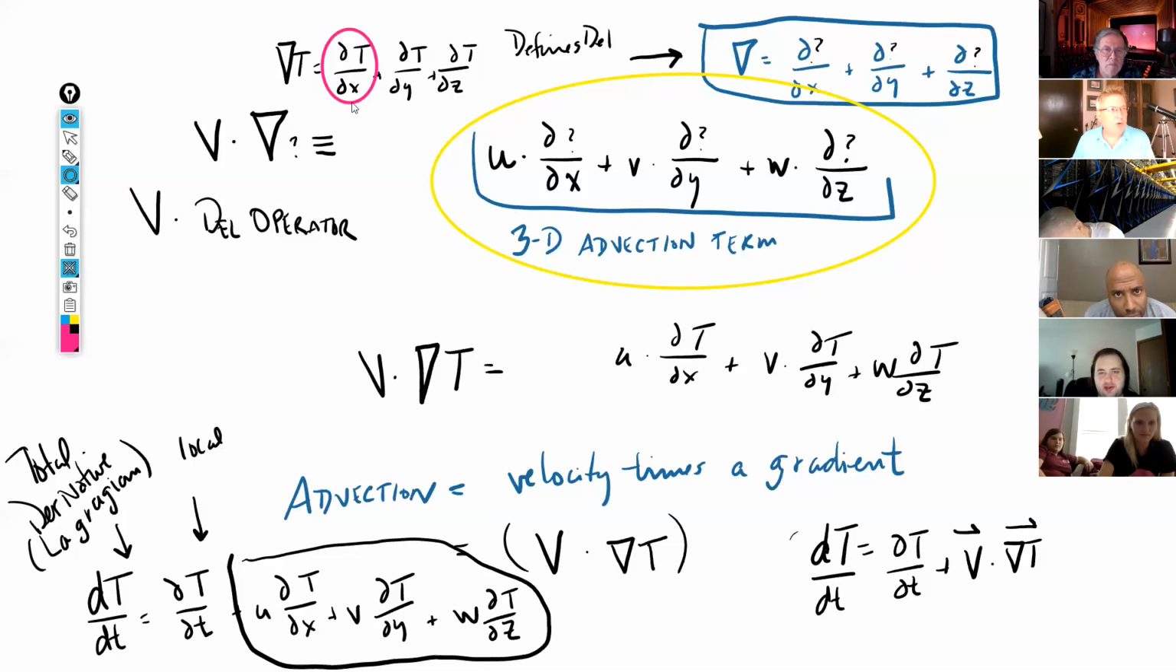Local temperature gradient. In the x direction, which is called, in the east-west direction, yes, which is called zonal. That's your zonal temperature gradient.